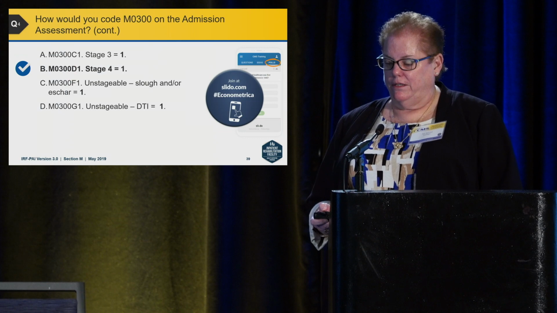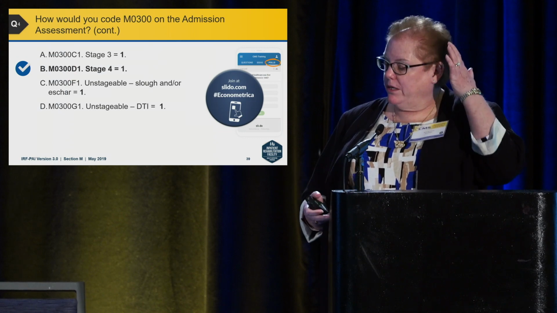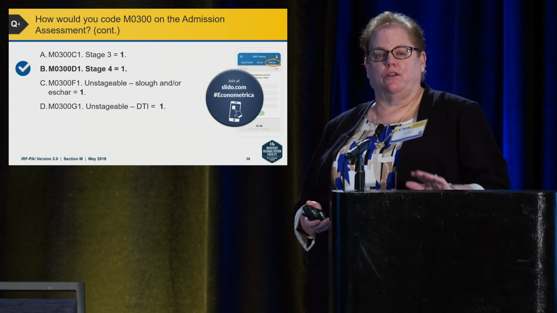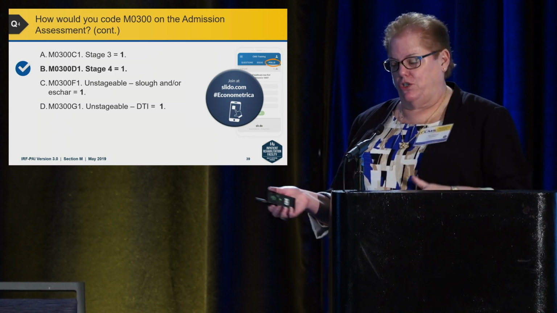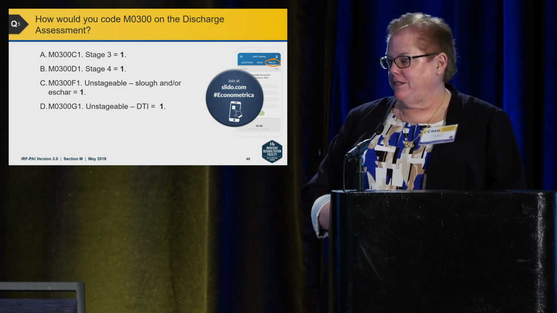So in fact, you're correct. It's a stage 4. At this point, some people had coded that unstageable due to slough and eschar, but that was information that you found out not at admission, but at discharge. But now let's look at that discharge assessment.